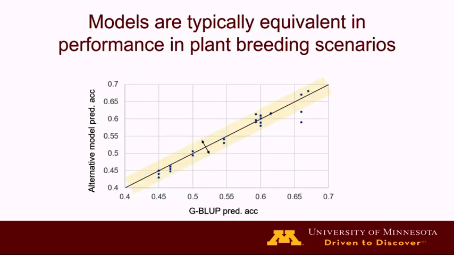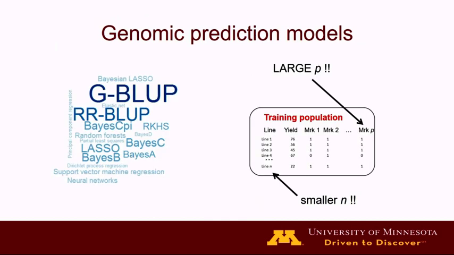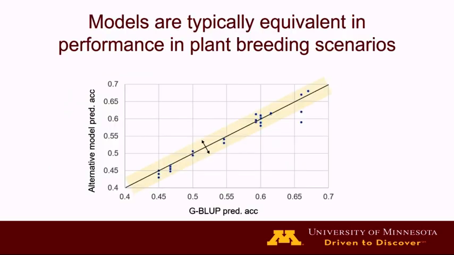But the good news, I guess it's good news, depends on which way you look at it, is that a lot of these models don't perform any better than what I'll call the standard model, the G-BLUP model, or its equivalent, the ridge regression best linear unbiased prediction model, the G-BLUP and the R-BLUP model. These are what I think are the simplest models. And all these other models, at least in the literature, in a plant breeding situation, don't really perform that much better for a typical complex trait.